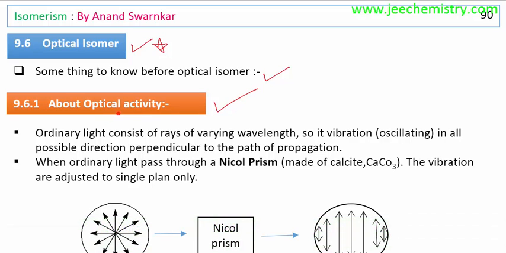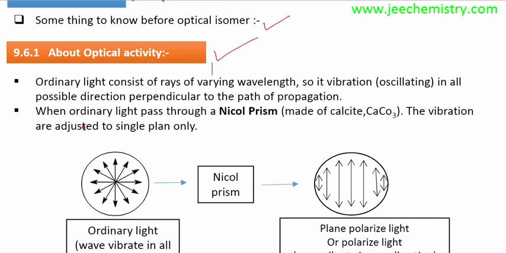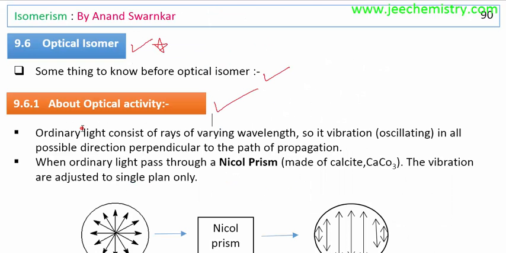Before knowing what optical activity is, we should know what ordinary light is. Any light we see, whatever light we see at home, the light that comes from the bulb, is called ordinary light. Ordinary light consists of rays of varying wavelength, so many wavelengths, and its vibration oscillates in all the possible directions perpendicular to the path of propagation.